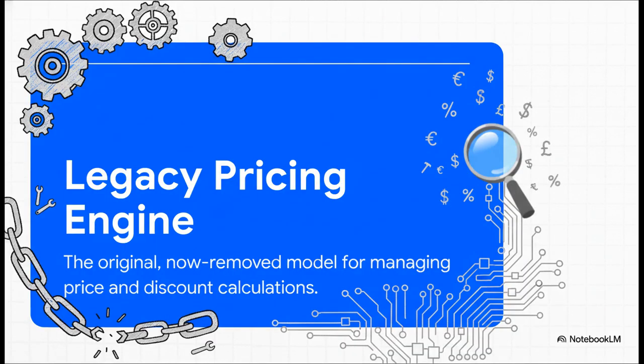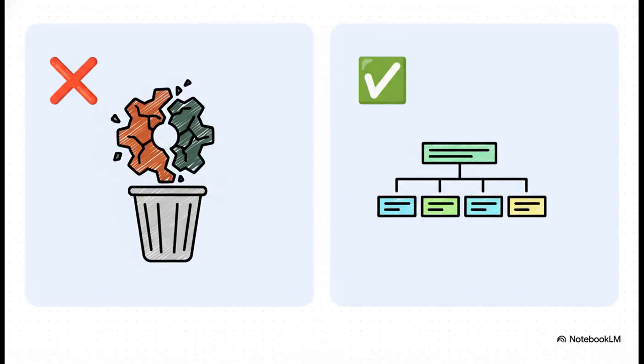So for a little bit of context, the legacy pricing engine was the original, baked-in way Business Central handled all its price and discount logic. I mean, it's been around forever, and tons of customizations have been built right on top of it. And now, it's gone. Not just deprecated, not just on its way out, it's been completely ripped out. The new, much more flexible price list architecture isn't optional anymore. It is the only way to do pricing from now on.